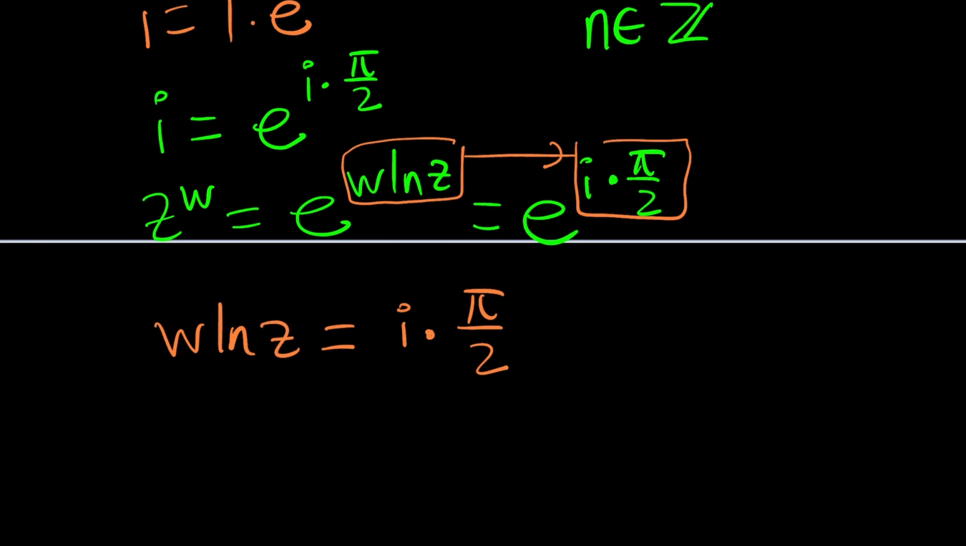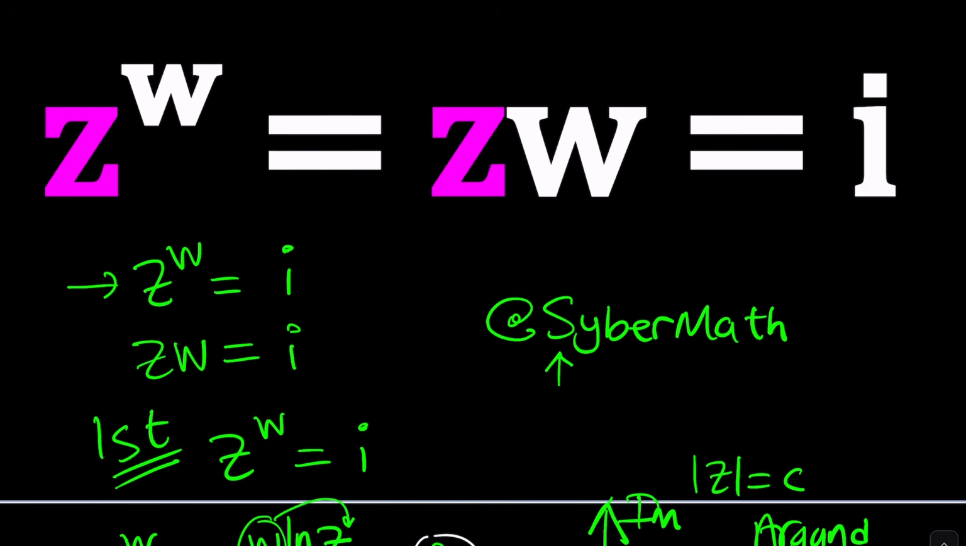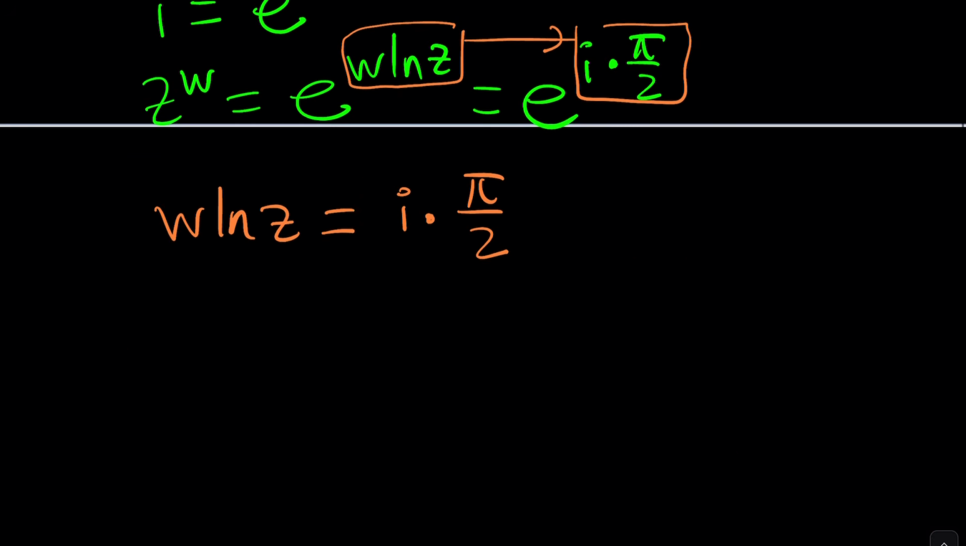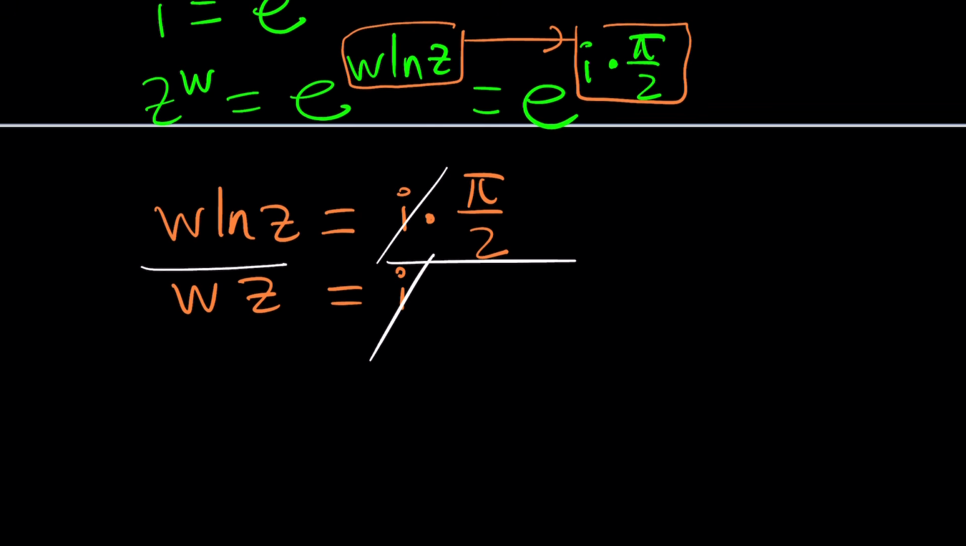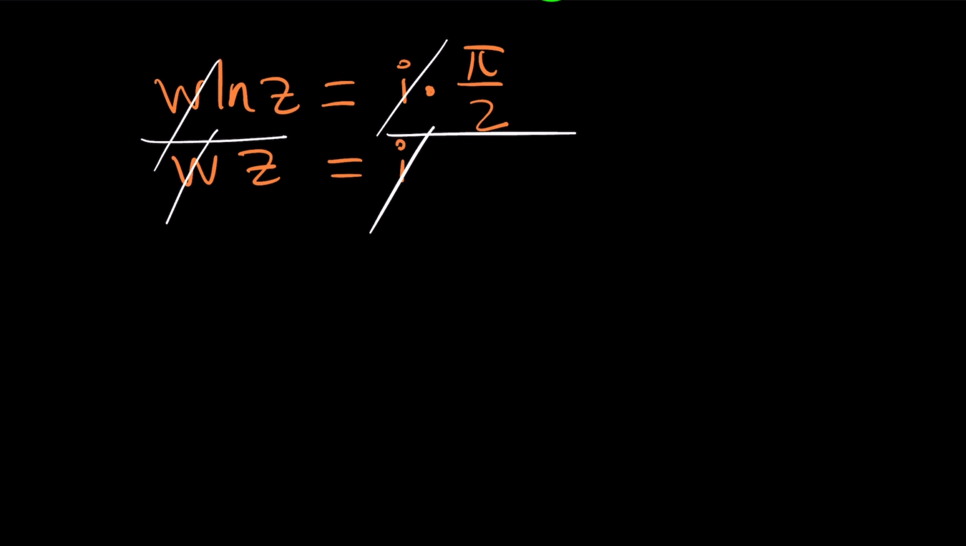Let's go ahead and use the second equation, which gives us z to the w equals i. I can also write it as w z equals i. Guess what happens? We can divide these equations, and ta-da! Interesting things happen. w cancels out, i cancels out. You end up with a single variable, which is actually the purpose, by the way.